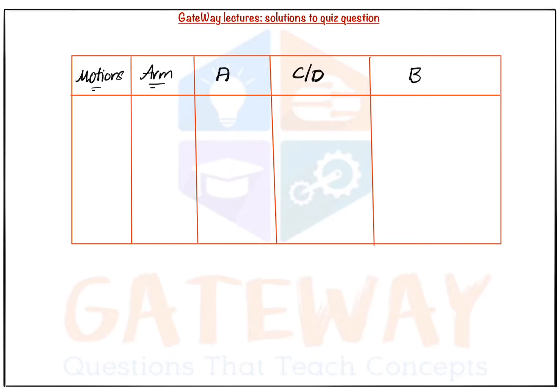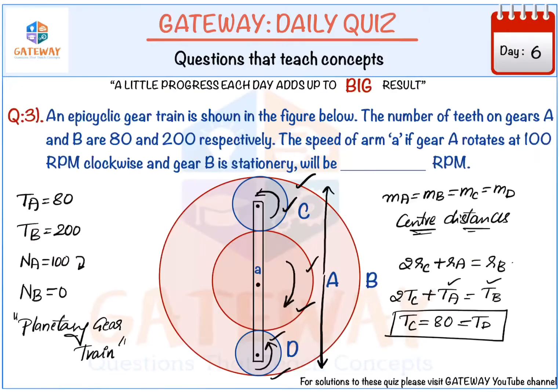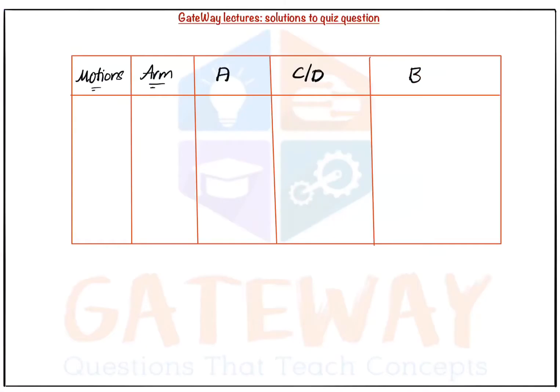Now we will write all the values of teeth given. The number of teeth on A was given in the question as 80. Here we have a small correction, this is 60. TA was given as 80, TB was 200, and TC, TD were 60. So TA was 80, TC and TD we calculated as 60, and this was 200. Now initially, motion in arm to be fixed.